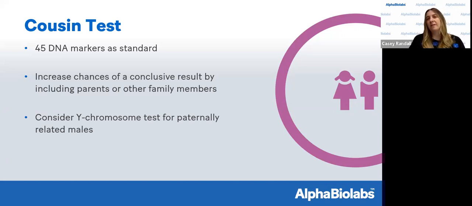When they're so low, the percentage could range from sort of 5 to 15%. And if you're down at that lower end, it can be quite difficult. So that's why we have an increased number of DNA markers for this test. Again, I've written there that we should consider the Y chromosome test for paternally related males, as it may be beneficial, it may provide a conclusive result, especially if you only know that there's one potential way that they could be related to each other.